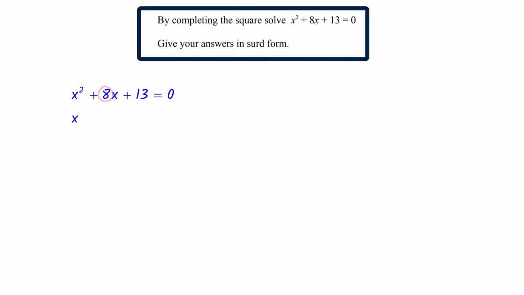So we now have x plus 4. Next, square the x plus 4 to give x plus 4 squared. We then subtract the square of the second term in the bracket. 4 squared is 16, so we subtract 16.